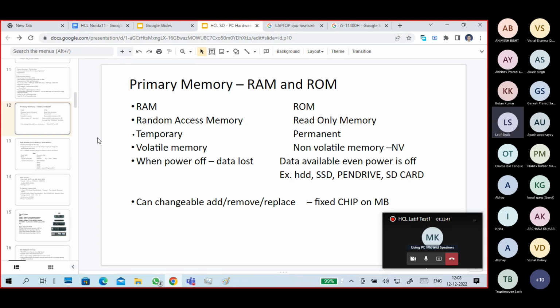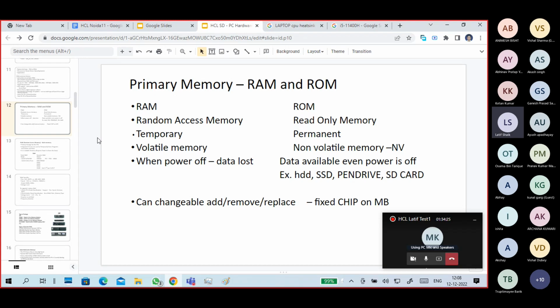RAM being volatile means if you turn off your device, data will be lost. Non-volatile memory means even if you turn off your device, data remains in that non-volatile memory device. Other than ROM, what are the non-volatile memory devices? Your hard disk, SSDs, pen drives, SD cards. Even if you shut down your computer and disconnect your pen drive, data remains in the pen drive only, right? That is non-volatile memory.